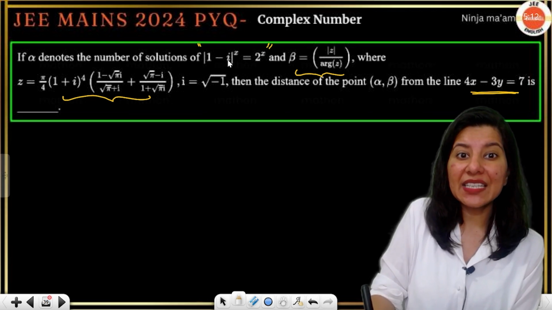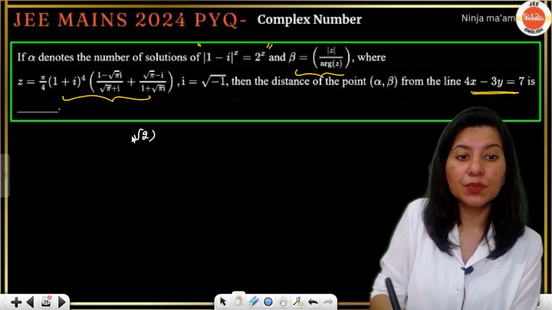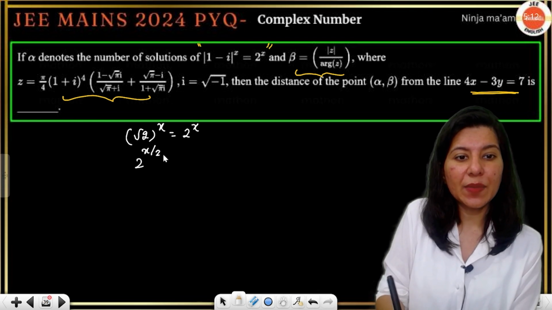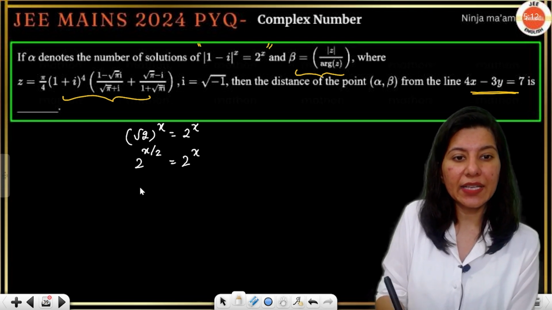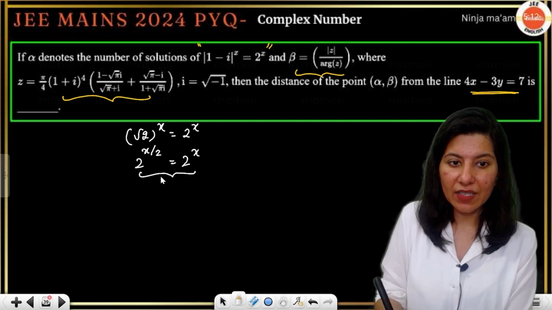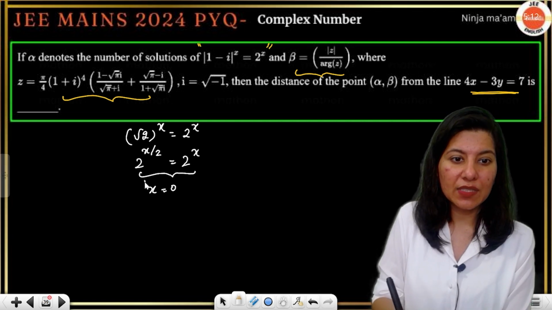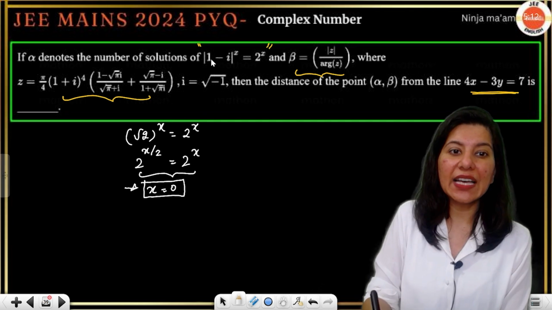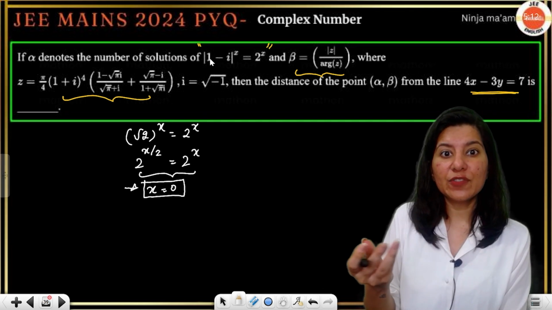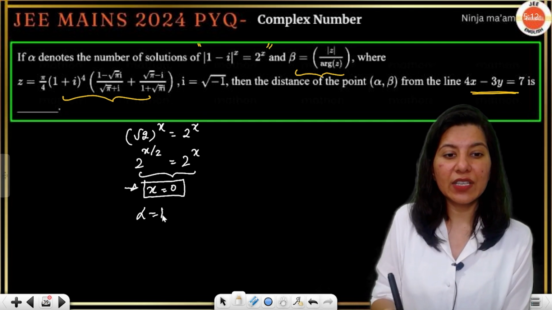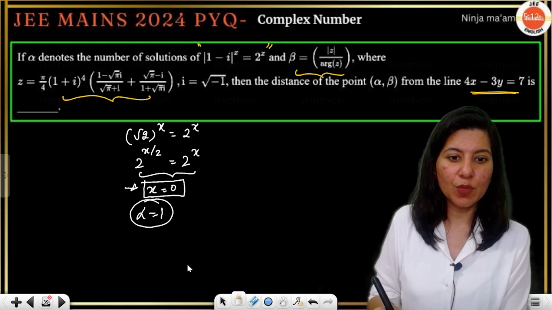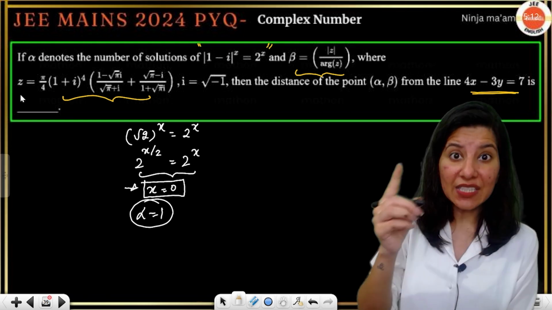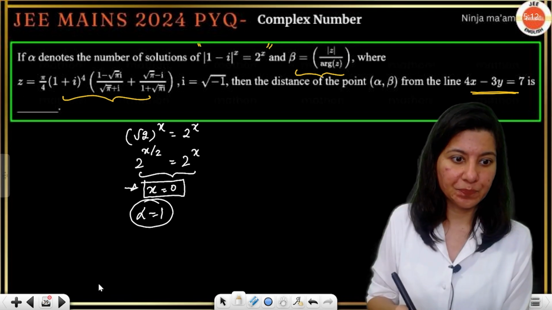So this 1 minus iota mod is root 2 power x is equals to 2 power x. 2 raised to power x by 2 is equals to 2 raised to power x. Now, if you check this, x equals to 0 will be the correct answer. So, alpha has how many, like, number of solution of this equation? So, only one solution. Same, let's talk about beta first. Let's just calculate beta, right? Let's just calculate z first.